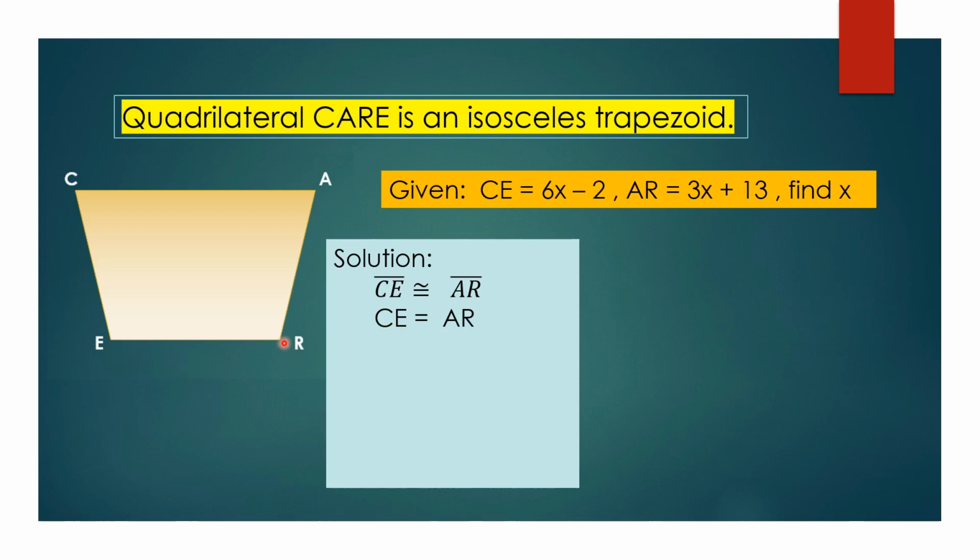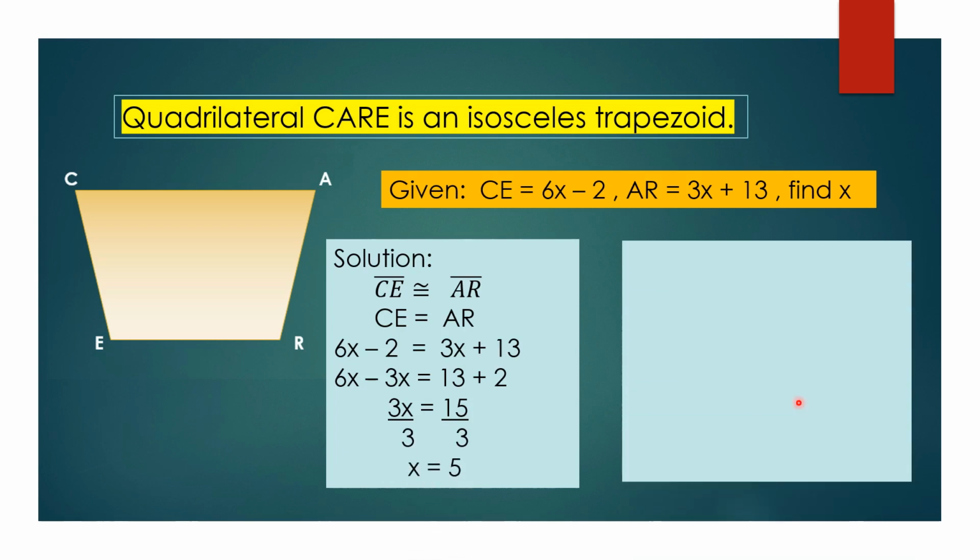And it follows that their measures are equal. So CE equals AR. Then substitute the value 6x minus 2 to CE and 3x plus 13 to AR. So the equation becomes 6x minus 2 equals 3x plus 13. Then combine like terms and apply the addition property of equality. It will be 6x minus 3x equals 13 plus 2. Then simplify. It will become 3x equals 15. Divide both sides by 3. Then x equals 5.